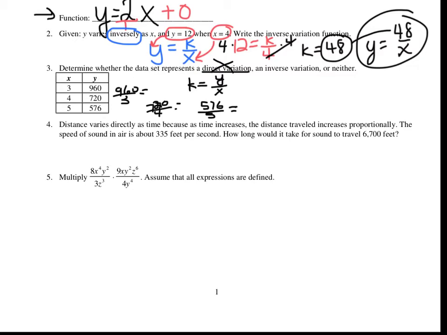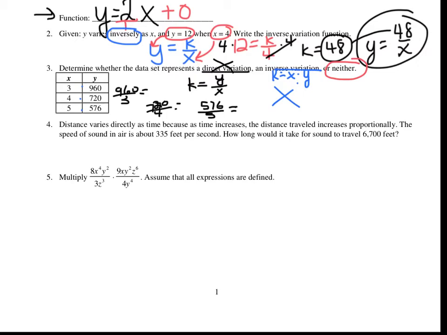We could try inverse, and it will be inverse if, when we multiply the numbers together, if you multiply x times y, you get the same number every time. So we could multiply 3 times 960, 4 times 720, and 5 times 576, and that's not going to work either. So since we tried dividing and we tried multiplying, and neither of them gave us the exact same number every time, the answer to this is neither.